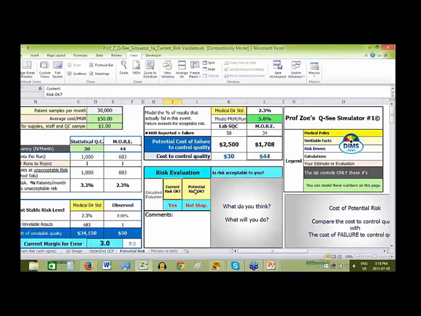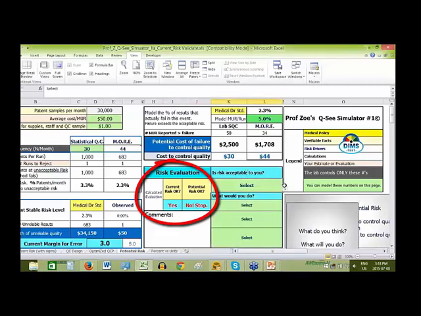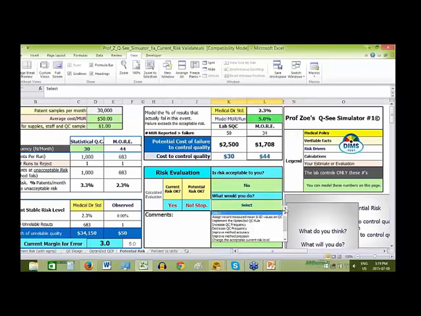The computer will sort out for you, is the risk acceptable? Is the risk not acceptable? And then you come in and say, is this risk acceptable to me? This is the mathematical calculation. Now you come in and say, okay, with what I know, I'm going to say it is or it is not acceptable. And if it's not acceptable, I have a series of choices.